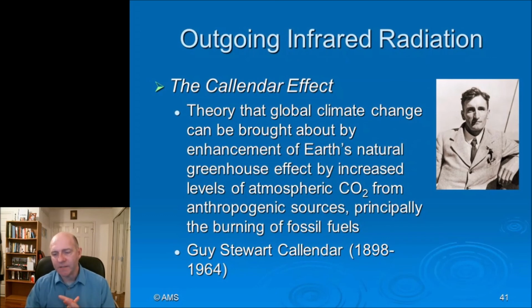So with that, a little introduction to climate change here, developed by Guy Stewart Callendar, the Callendar effect. He kind of put forth the theory that global climate change could be brought by enhancing the natural greenhouse effect by increasing CO2 from burning fossil fuels. Now, there were other scientists before him, which we'll touch on later in the course, that understood that carbon dioxide was an active gas in the infrared, that it would raise the temperature of the planet. All right, and this was known for more than 100 years before Callendar came along. But he was the first to say, you know what, we could actually change, we could physically change the temperature of the planet if we continue to do these things.